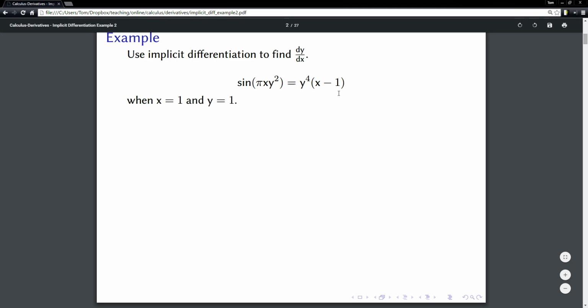minus 1. And in this example, they're wanting us to find the derivative, right, dy dx, at a specific point. That's when x equals 1 and y equals 1.